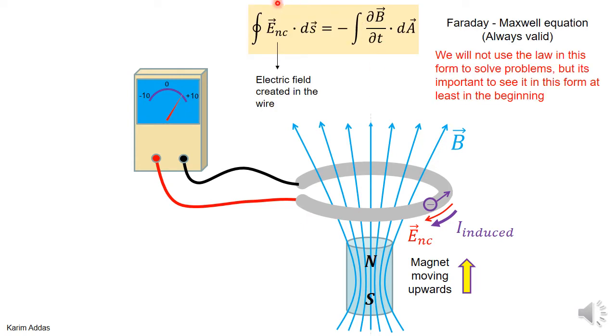And the theory, this is what it looks like. It's called the Faraday Maxwell equation, and it's always valid. So this is one of Maxwell's equations. We're not going to use this Maxwell equation in this form to solve problems. We're going to make some modification to it, a simple modification in a while. But I just want you to see the equation as it is in reality.